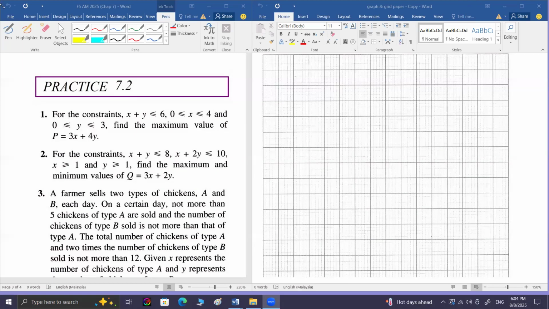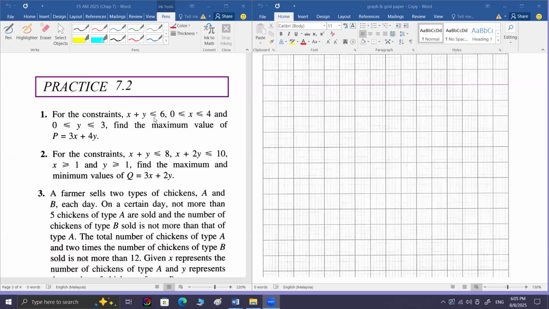No, okay, so class, we continue 7.2. Same as usual, get ready your graph papers. So, okay, look at it. For the constraints here, let's see 1, 2, 3, 4. 4 of our inequalities. So we draw this diagram first. Then only I teach you how to find the maximum value of this, yeah?